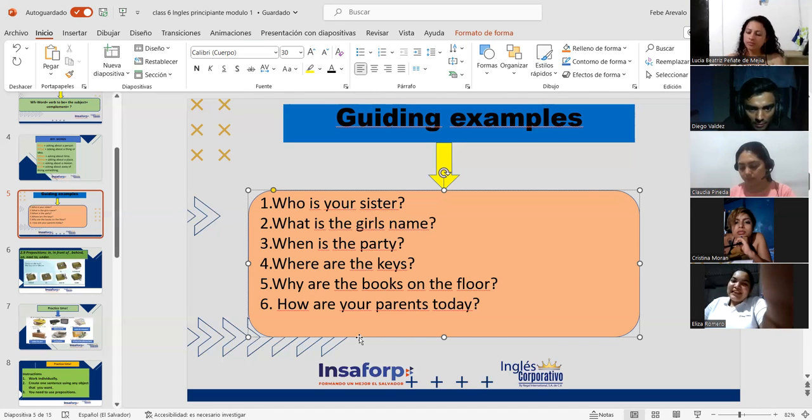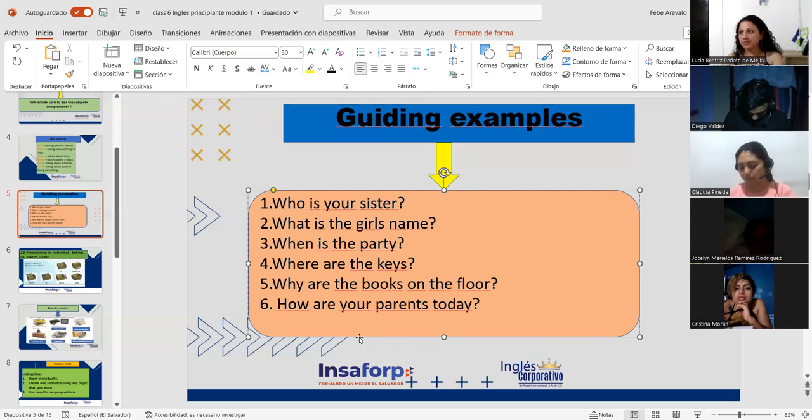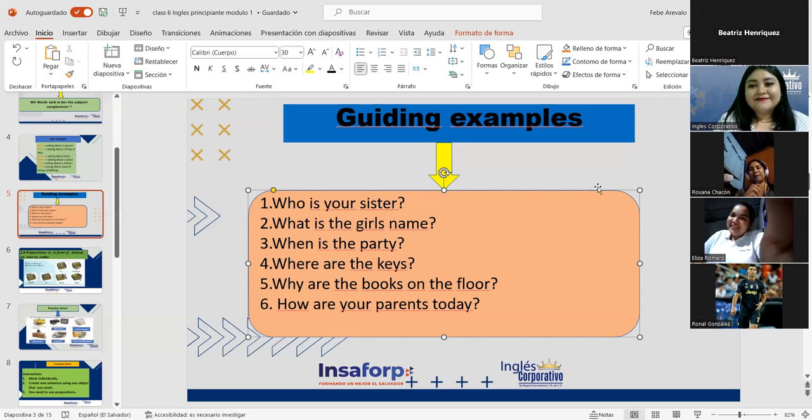La que tenía ya la dijeron. La sacaron de internet. A ver, quiero escuchar. What is your favorite color? What's your favorite color? All right. Voy a tener la mira, Brian y Elisa. No, just kidding. Solo la veo. Beatriz Enríquez, please.